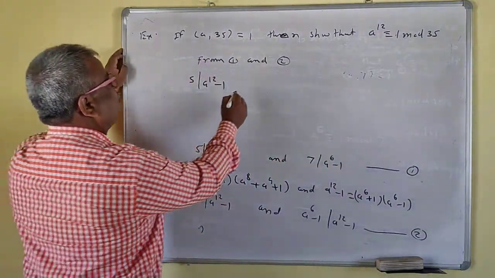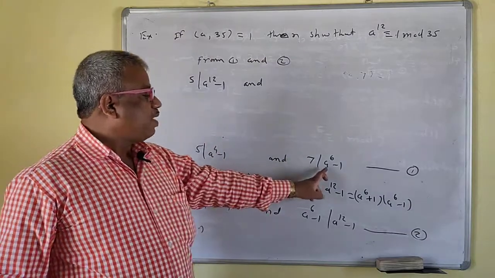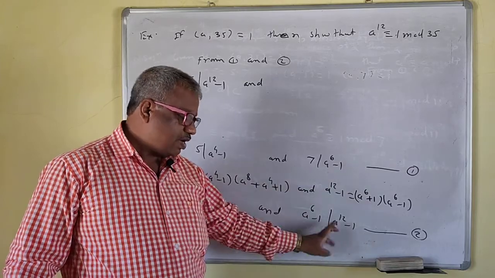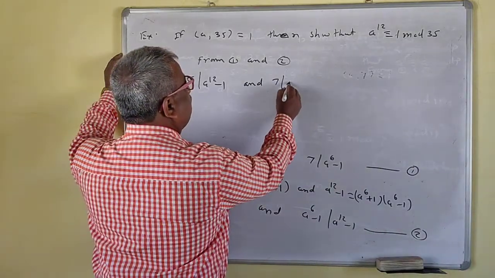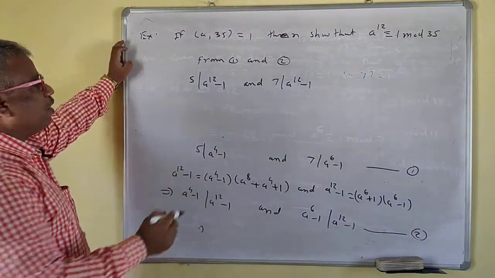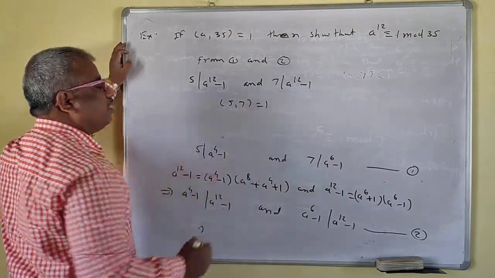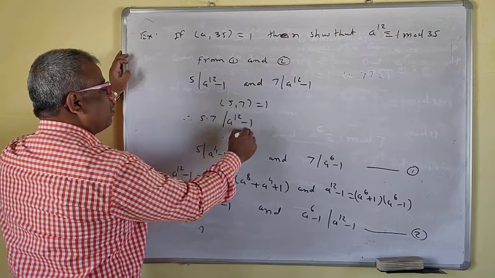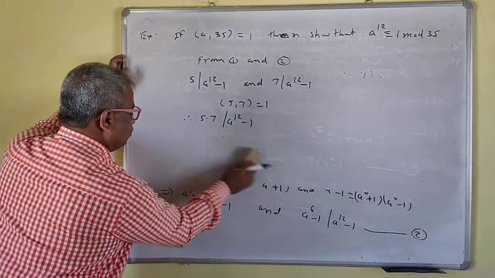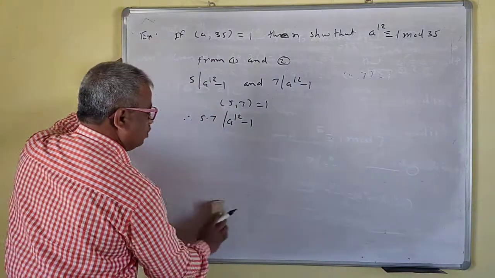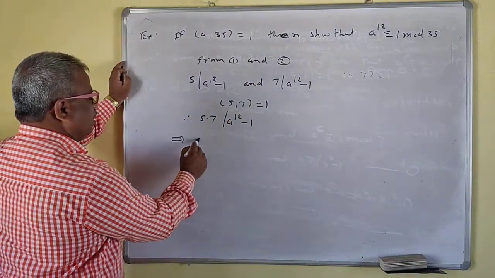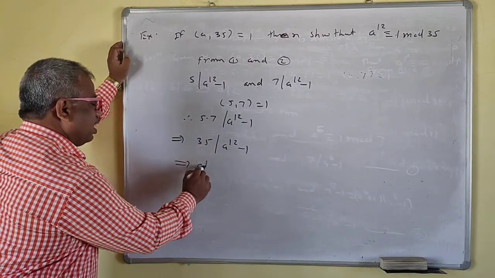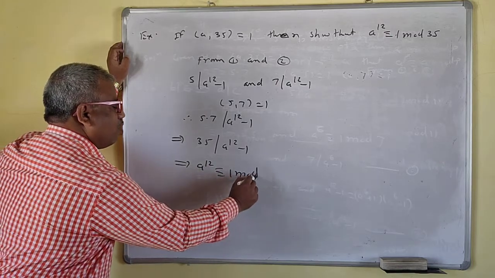And here, 7 divides a^6 minus 1, and a^6 minus 1 divides a^12 minus 1. Therefore 7 divides a^12 minus 1. But the GCD of 5 and 7 is 1. So therefore 5 into 7 divides a^12 minus 1. Very simple. So 35 divides a^12 minus 1, and this implies that a^12 is congruent to 1 mod 35.